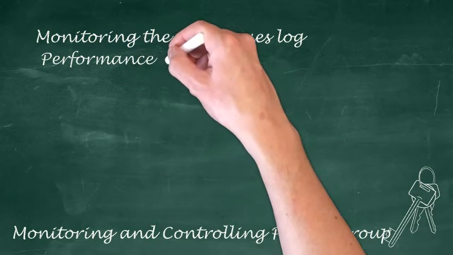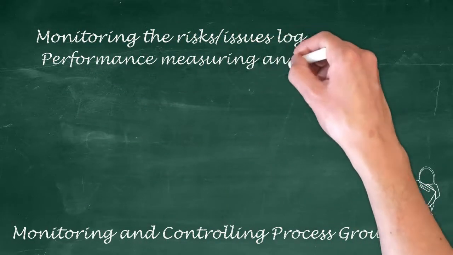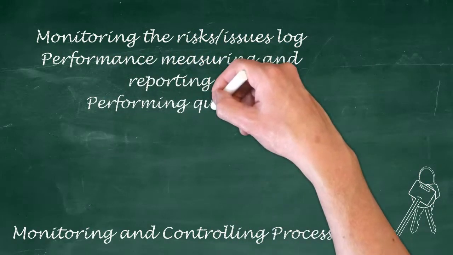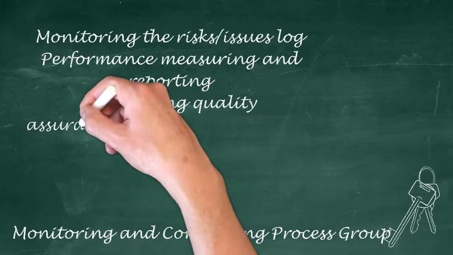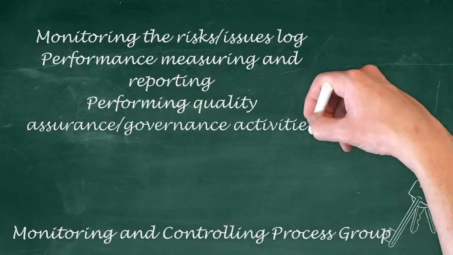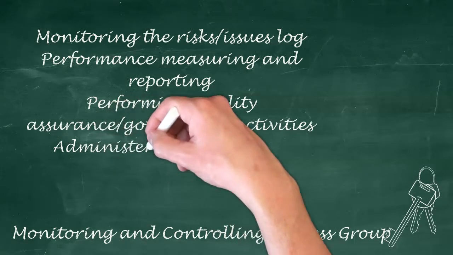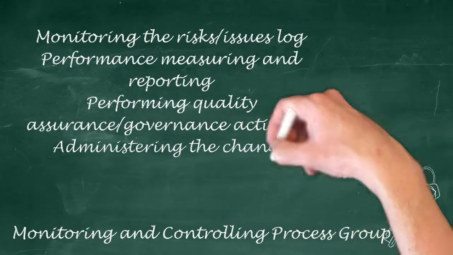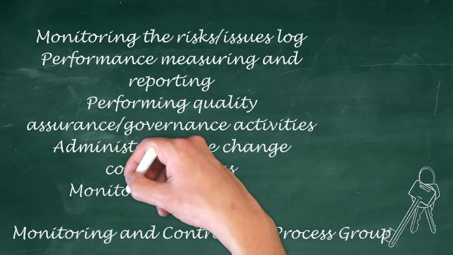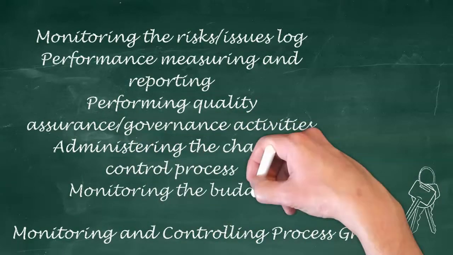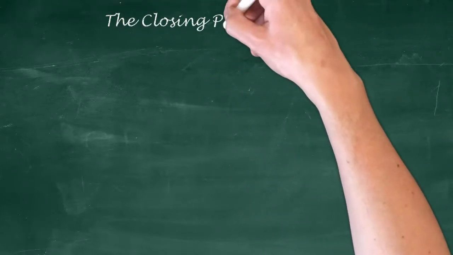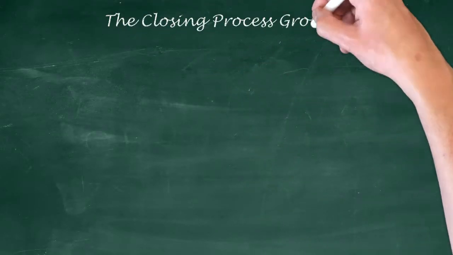Here you are going to be monitoring the progress of the project to identify any variances from that project management plan. You're going to be monitoring the risk issues log, performance measuring and reporting. How are your people doing, your KPIs? You're going to be doing quality assurance and governance activities and administering the change control process to make sure that when there is a change, it's done properly. And then you're going to monitor again that budget so it stays intact.